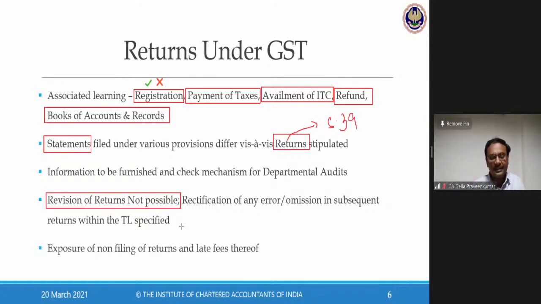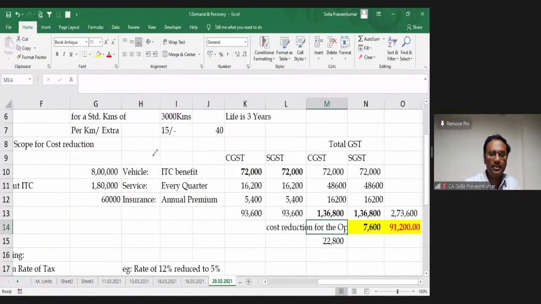For the simple reason, my books of accounts or my accounting software is not directly integrated with the common portal, where my data from accounting software can be picked as it is and punched into the GST portal. I'll come to my Excel file to make you understand why we have to talk about this particular aspect, that returns cannot be revised. Let me come to my Excel file.